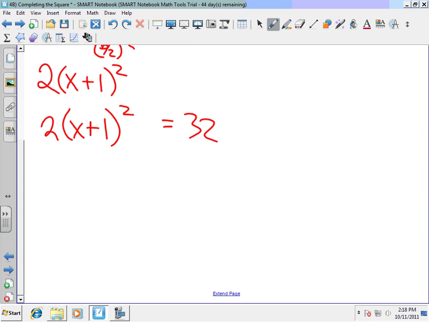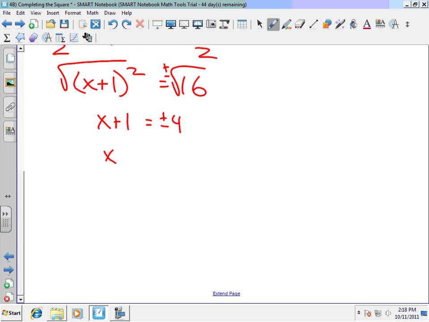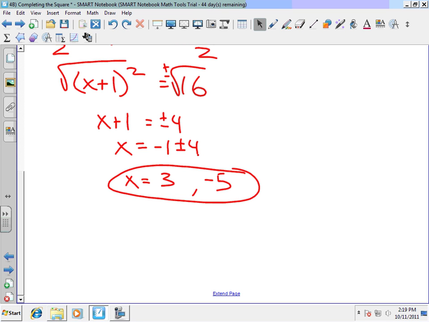And now how do we solve? Well, the first step is to get rid of that number in front. And we have x plus 1 quantity squared is equal to 16. Take the square root of both sides, plus and minus. x plus 1 is equal to plus or minus 4. Move the 1 to the other side, and then simplify. So x can equal either 3 or negative 5, either one. So that's how we're able to get those answers.